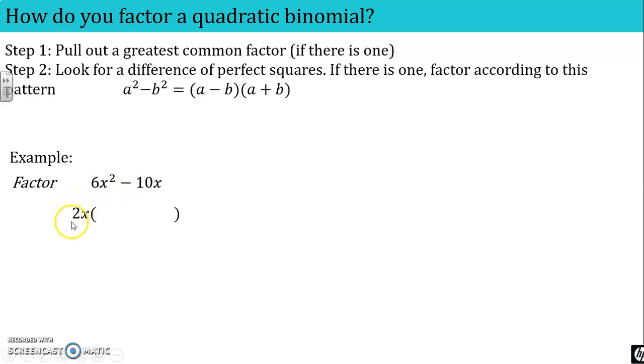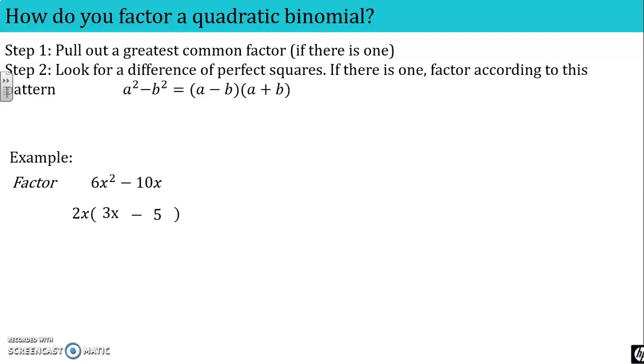So the greatest common factor gets written on the outside of two parentheses. And then in order to figure out what goes inside the parentheses, we are dividing both of these terms by 2x. So if you divide 6x squared by 2x, you get 3x. And if you divide negative 10x by 2x, you get negative 5.